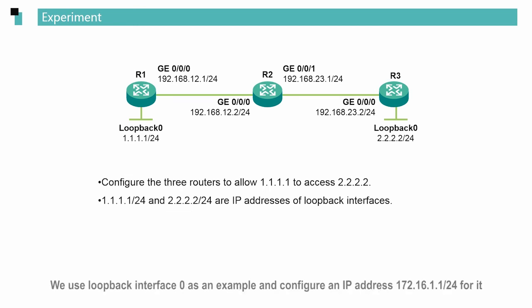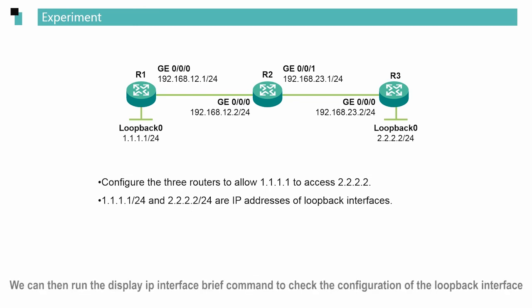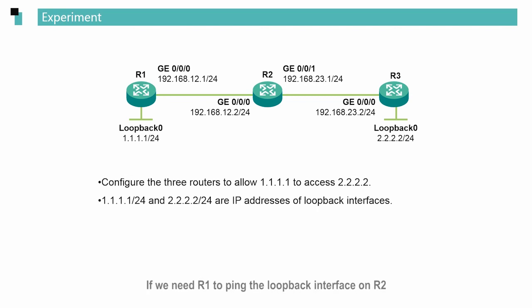We use loopback interface 0 as an example and configure an IP address 172.16.1.1/24 for it. We can then run the display ip interface brief command to check the configuration of the loopback interface. If we need R1 to ping the loopback interface on R2, R1 needs a route. First, let's check the existing routes on R1 using the display ip routing-table command.